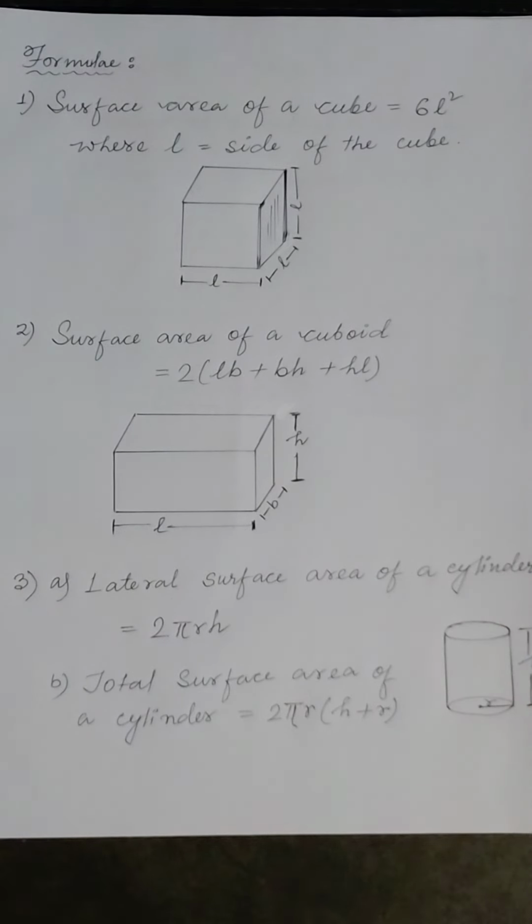Cube means a 3-dimensional figure where length, breadth, height all are equal. Is it not? Is it or not? Yes. And cuboid means length, breadth, height are different. 3-dimensional figure, length, breadth, height is there, all are different. Okay. Now, surface area. Surface area means here, my dear students, total surface area. We don't write the word total, but surface area means the total surface area.